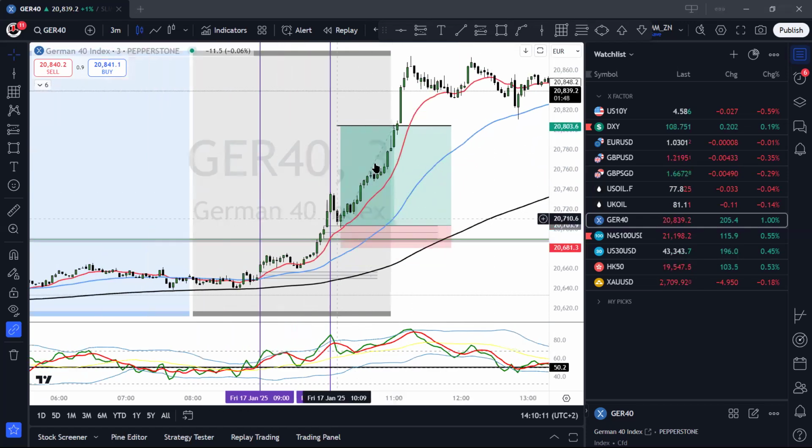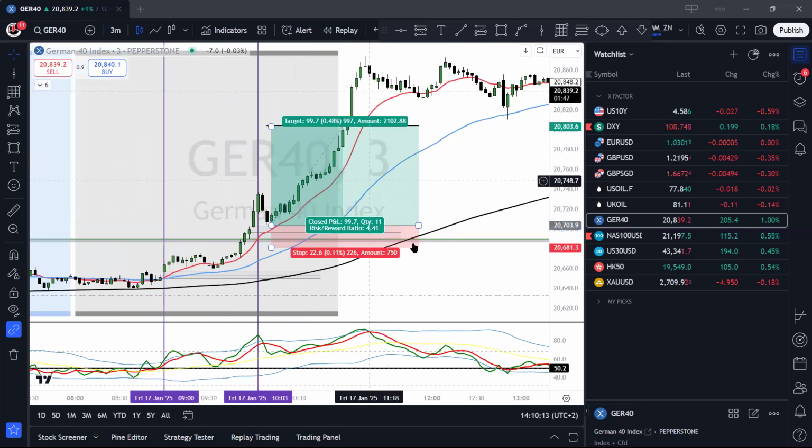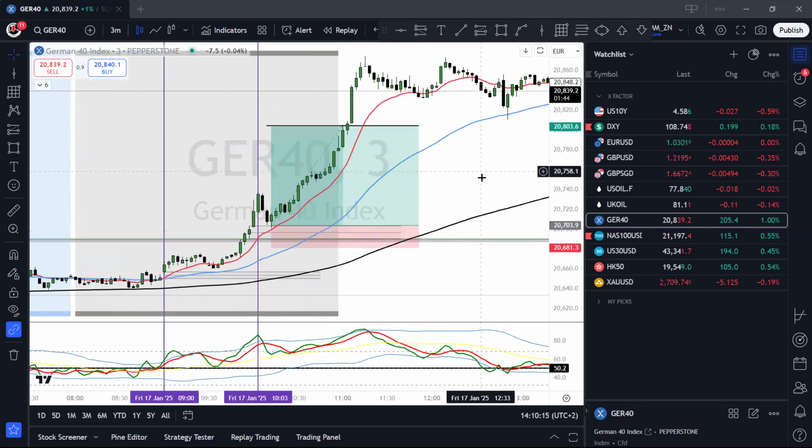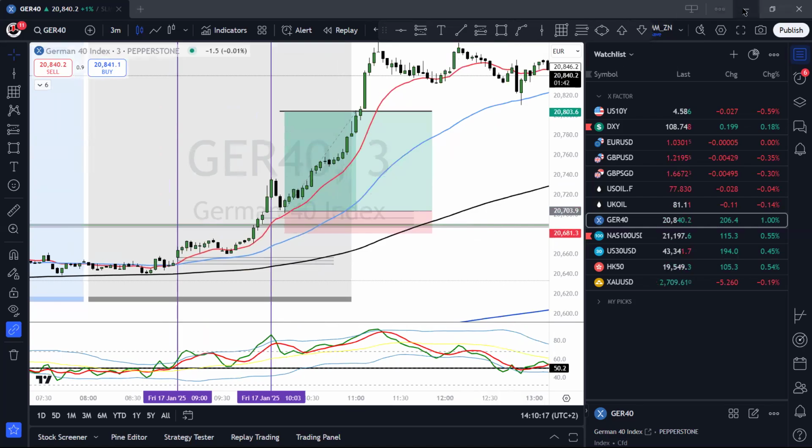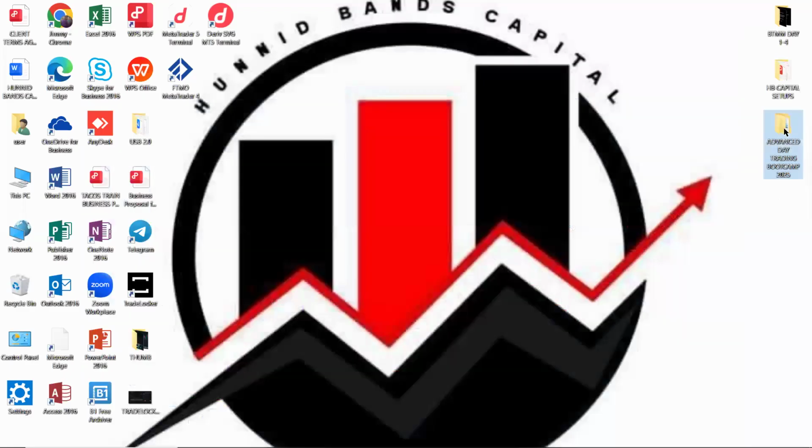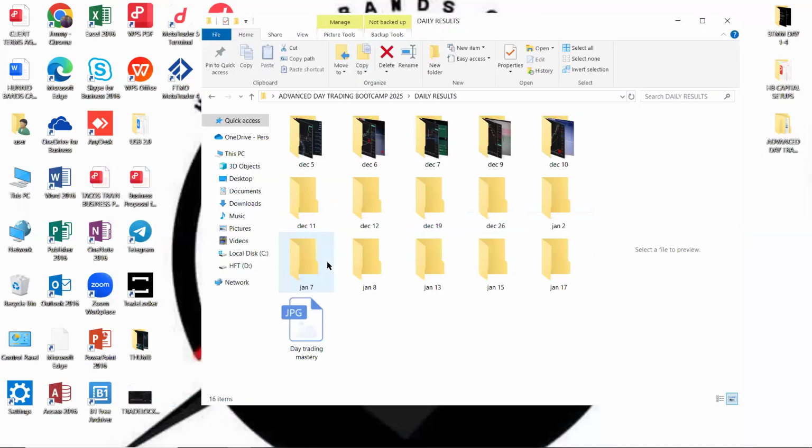So price just accelerated. There was no major pullback here. Price just flowed straight to TP. So just to show you guys the results and the trades which we took.